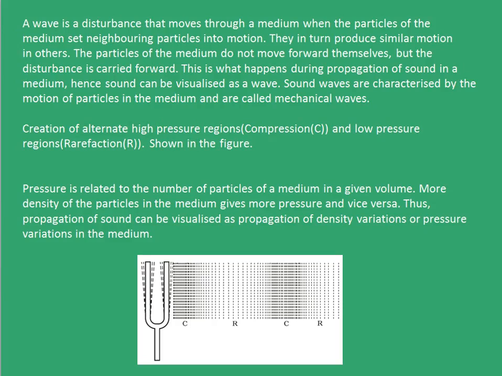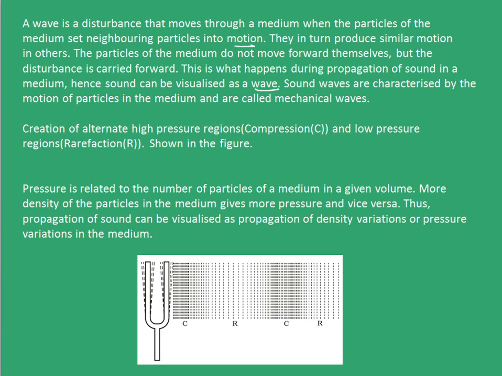A wave is a disturbance that moves through a medium when the particles of the medium set neighboring particles into motion. They in turn produce similar motion in others. The particles of the medium do not move forward themselves, but the disturbance is carried forward. This is what happens exactly during propagation of sound in a medium. Hence, the sound can be visualized as a wave.